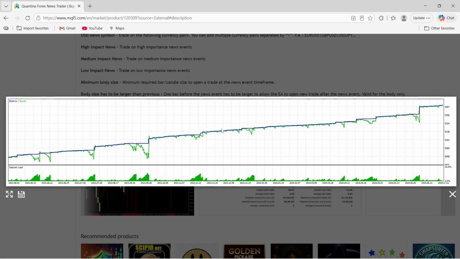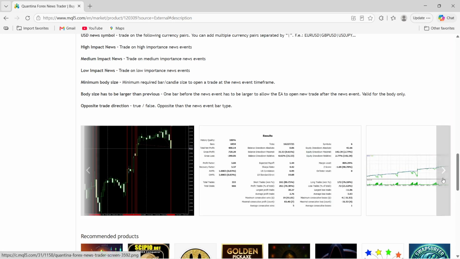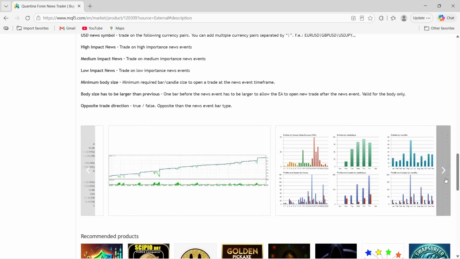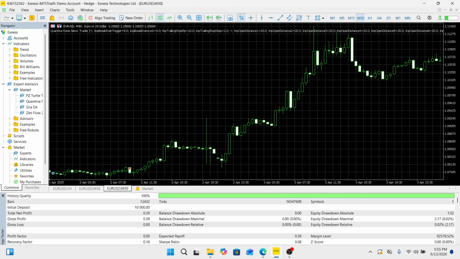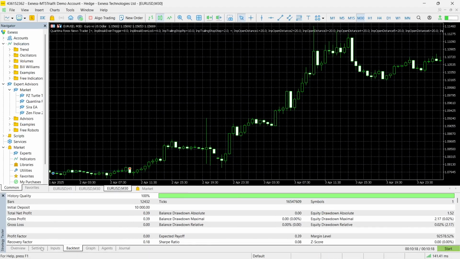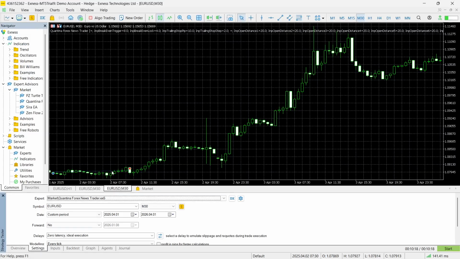So you see it moves pretty nicely, rising all through the graph from the lower left to the upper right. But how well does this actually hold up in personal backtests? Let's move over to my own backtest and compare it to what the developer claims, so we see if it's actually in line or against it.